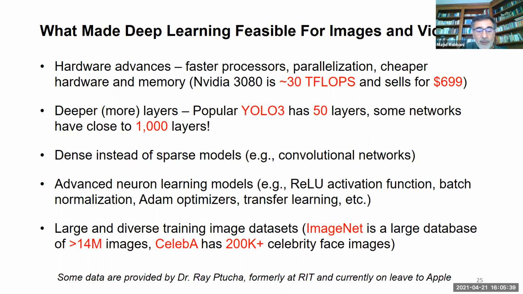And look, there are also large and diverse training image data sets. ImageNet, which is a large database, has 14 million images. CelebA, which is a database of celebrity face images, has 200,000 celebrity face images. I will show you not the database, but results based on it for face hallucination of celebrity faces. Go and visit these training sets. They're open to the public. You could see easily what the size and magnitude of these are, okay?